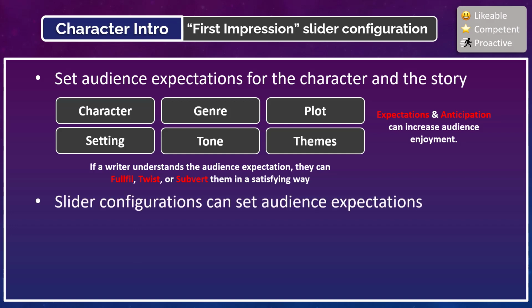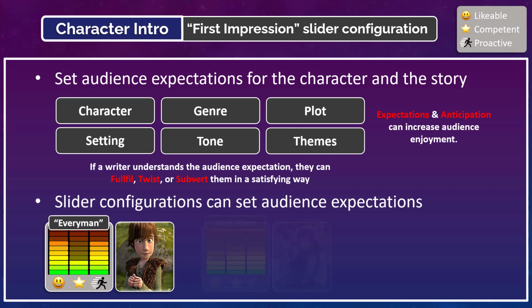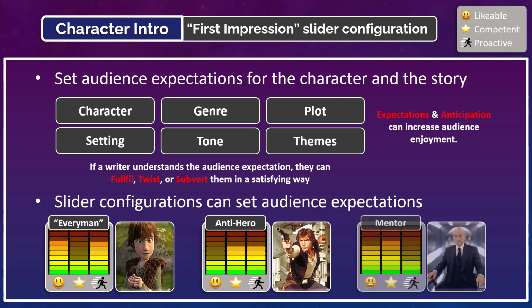Sanderson's character sliders can help a writer set those expectations, as different slider configurations tend to trigger different audience expectations. For example, a high likability, low competence, high proactivity character can set the expectation of an everyman archetype, who has a leveling up character arc to increase their competence. A low likability, high competence, and proactivity character can set the expectation for an anti-hero archetype, who will find a cause they believe in, find friends or a love interest who brings out the best in them, and will soften and become more likable.